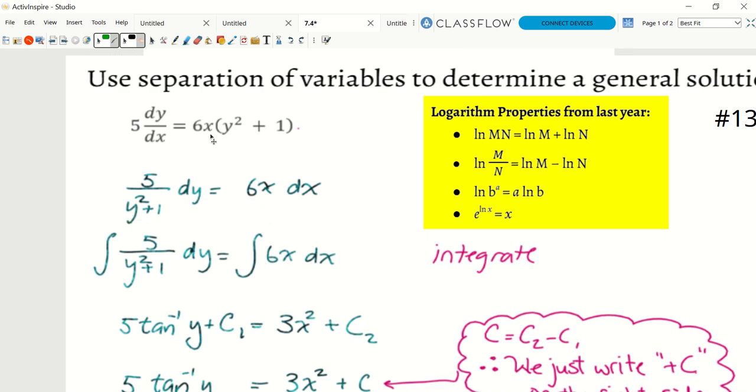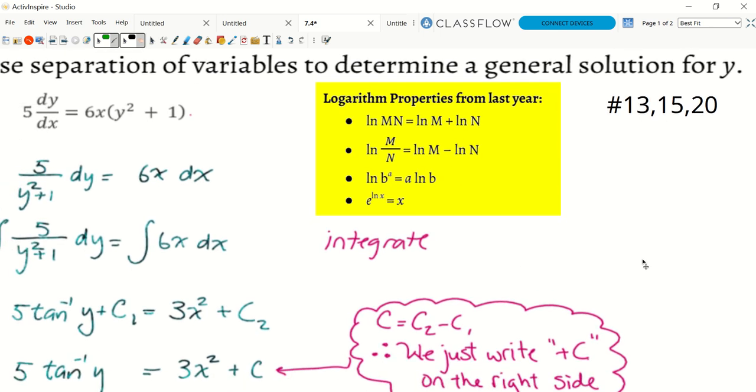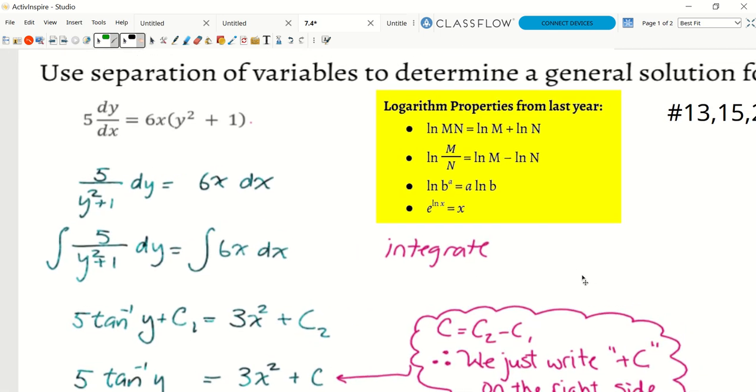Now, it's basically asking for the antiderivative. Use separation of variables to determine the general solution for y. It's just asking for the antiderivative. The problem is, aren't there x's and y's on both sides? On the same side, I mean.